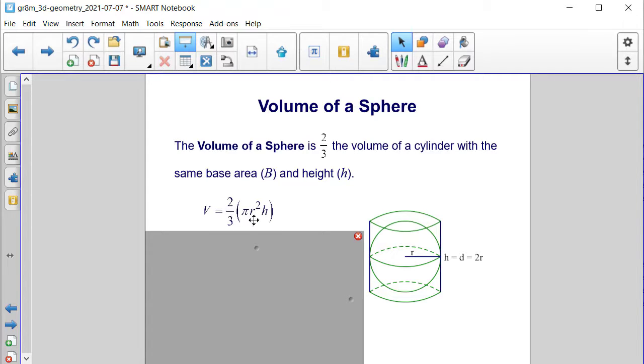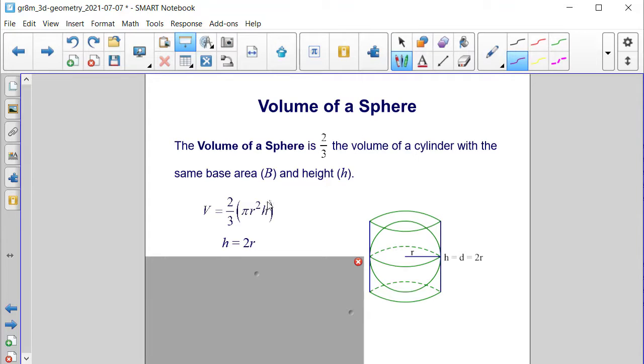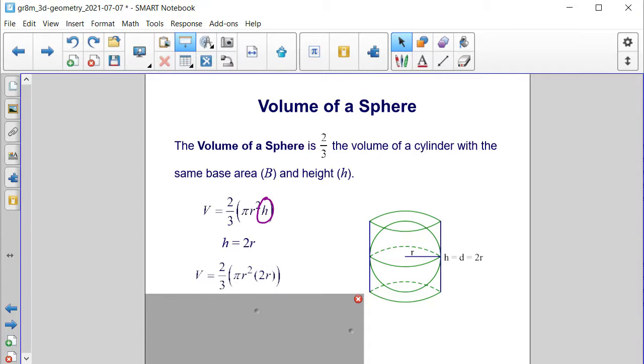It's going to be 2/3 times the volume of the cylinder, which is pi times the radius squared times the height. And if we look at our diagram, we can see that the height of the cylinder is equal to the diameter of both the cylinder and the sphere, which is equal to 2 times the radius of both the cylinder and the sphere. So if we take this 2r that we have and substitute it in for h right here, we will get the equation that the volume of a sphere is equal to 2/3 times pi times the radius squared times 2r.